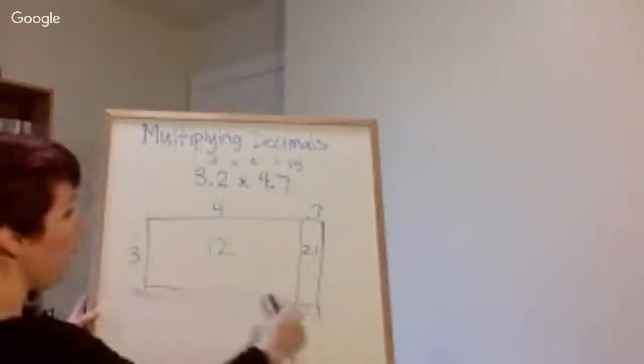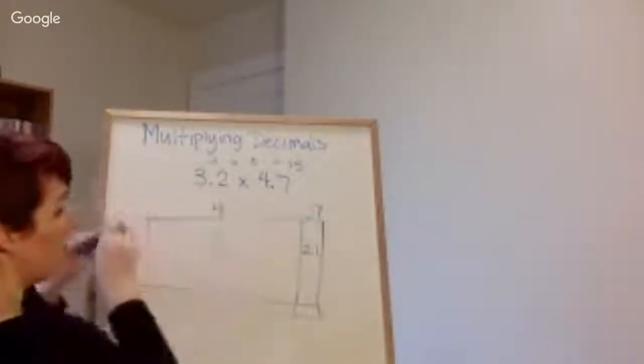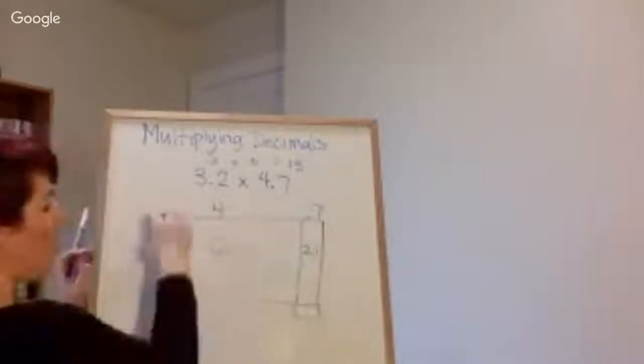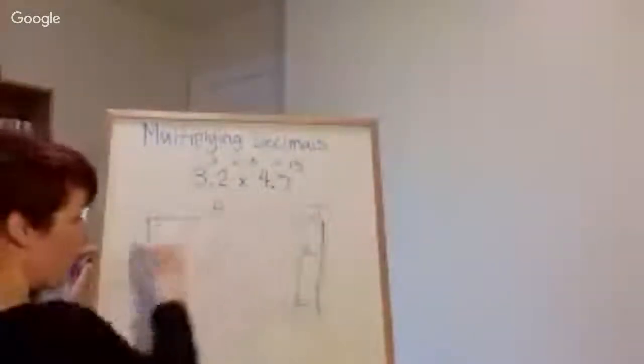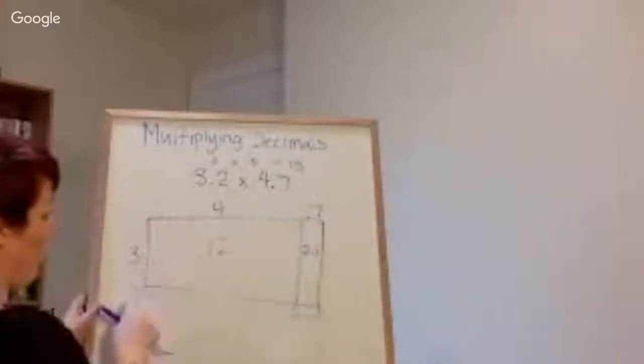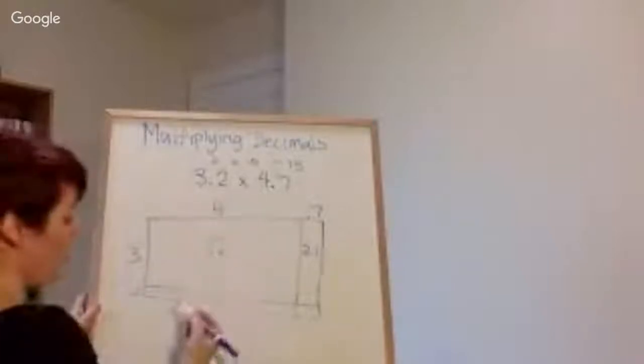Now, my 2/10 of this means that I need to take 2/10. If I imagine this with my blocks, again, I'm going to have 10 rows of that. I want 2/10 of that, so 2 of these rows. So I've got 2/10 of 4 wholes.